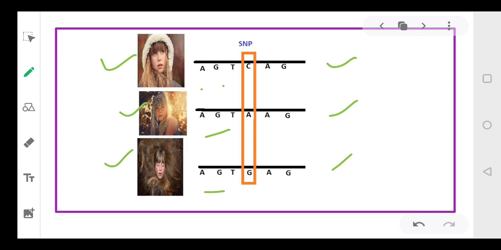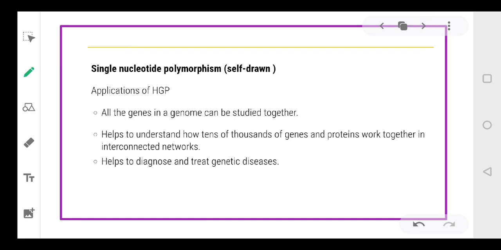Single nucleotide polymorphism. So we can imagine that even a single difference in the bases accounts for a lot of difference, isn't it? Even a single change will account for a lot of difference. So, right? So let's see the single nucleotide polymorphism, right?